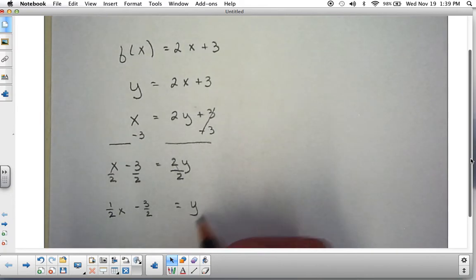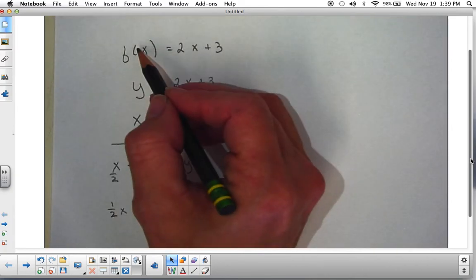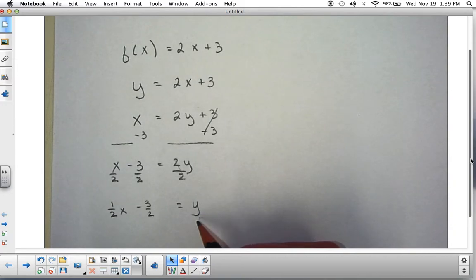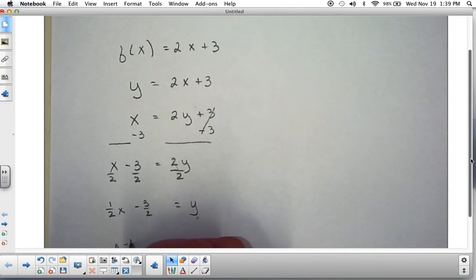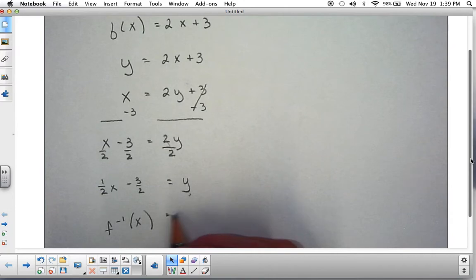But again, we never had a y to begin with. We had this f of x notation, the function notation, so we should just replace this y when we're all finished with the f inverse notation.